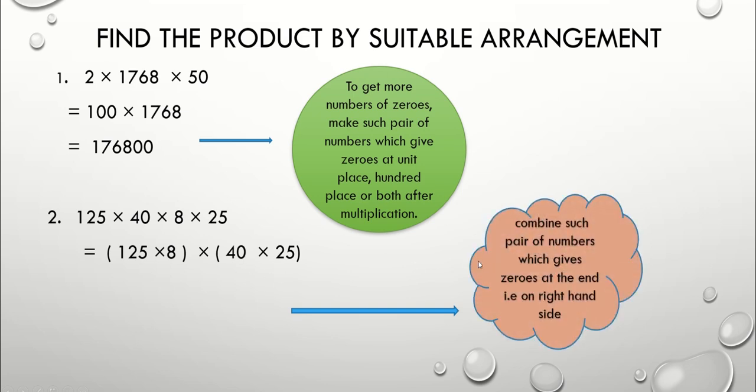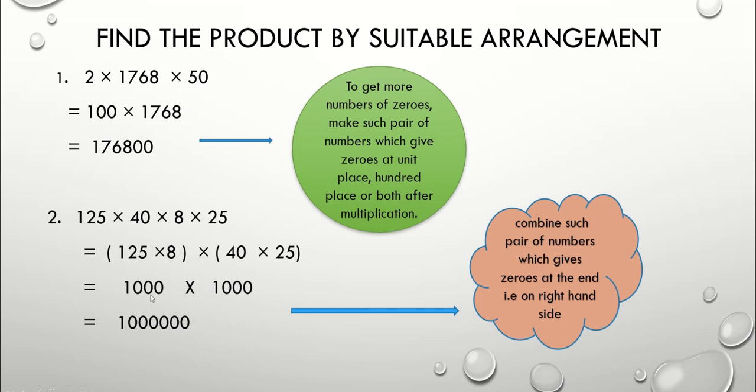So my target is to combine such pairs of numbers which give zeros at the end. Okay, so I have clubbed these numbers. 125 8s are, if you are able to do it directly, you can do. Otherwise, 125 8s are, this simple calculation you can do in the rough. So you will get 125 8s is 1000 multiplied by 40 multiplied by 25 is 1000. When you multiply both the numbers, I think it is very easy to get the answer.